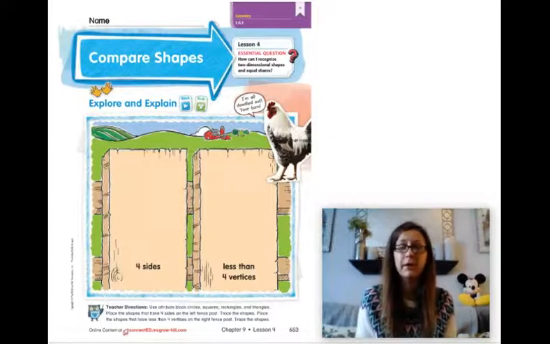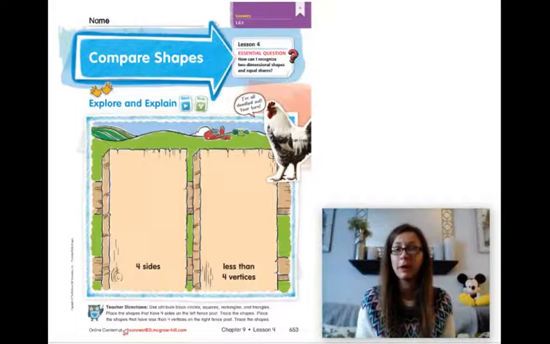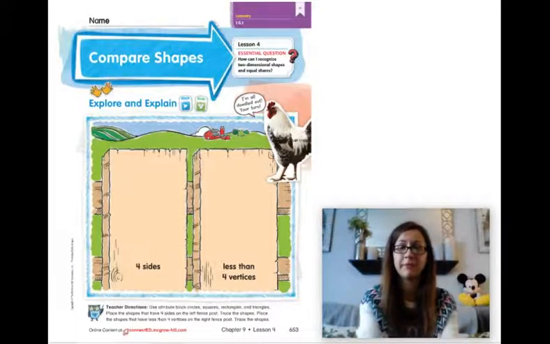So in this lesson, we are going to be comparing the 5 two-dimensional shapes that we learned about last week, and you will need page 653 in your math workbook. But before we do the page in our math workbook, we're going to review first the 5 two-dimensional shapes that we have already learned about.